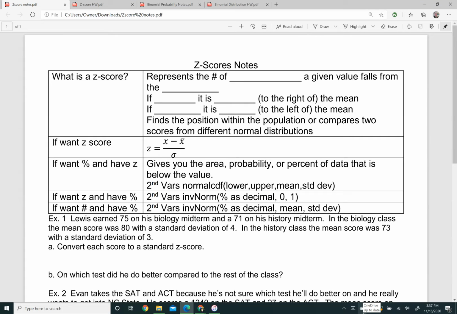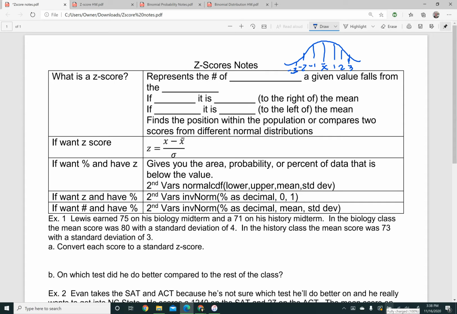So last week we talked about normal distributions. And when we did normal distributions, we talked about the normal curve and how you have the mean and you have 1 standard deviation, 2 standard deviations, 3 standard deviations. You have -1 standard deviation, -2, and -3 standard deviations. And these basically are what we call z-scores.